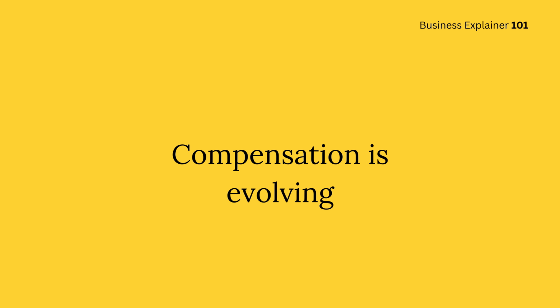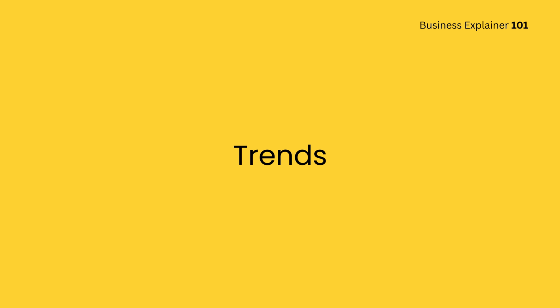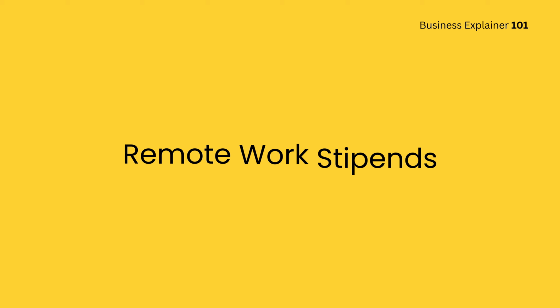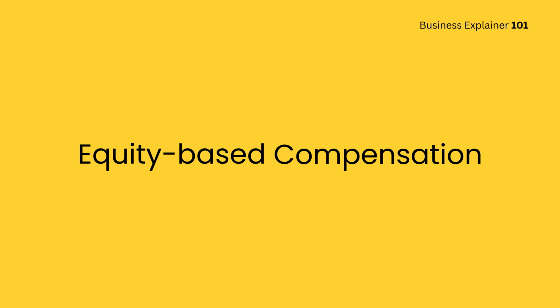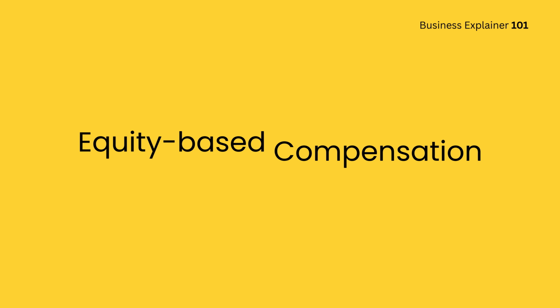Compensation is evolving, especially in the global and remote work environment. Here are some of the trends. Remote work stipends. Financial support for home office setups. Example: employees receive $300 to buy ergonomic chairs or desks. Equity-based compensation. Ownership shares are given as part of the pay package. Example: startups offer stock options to early employees.